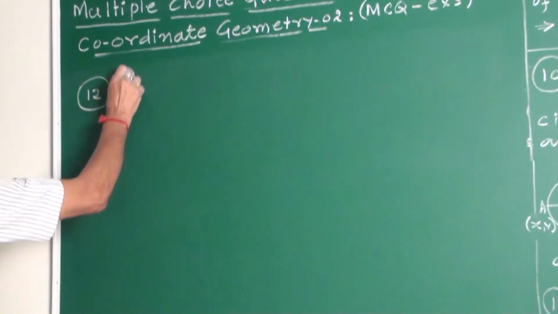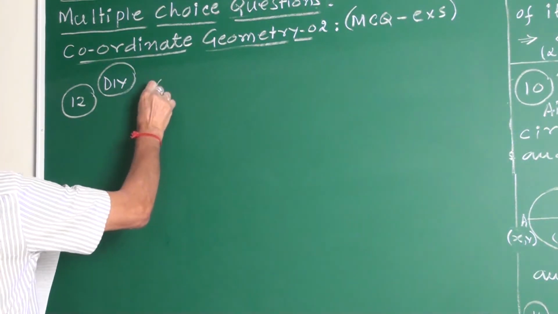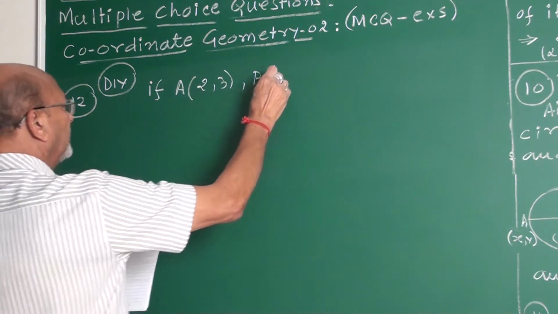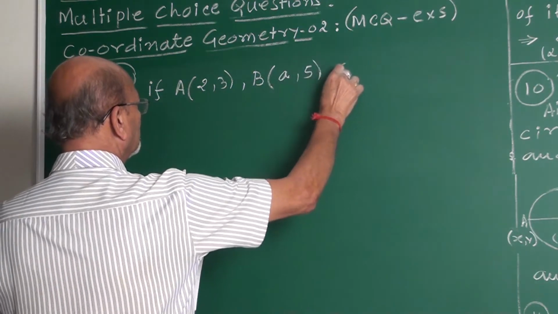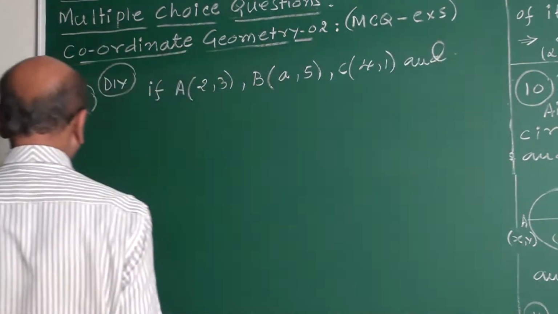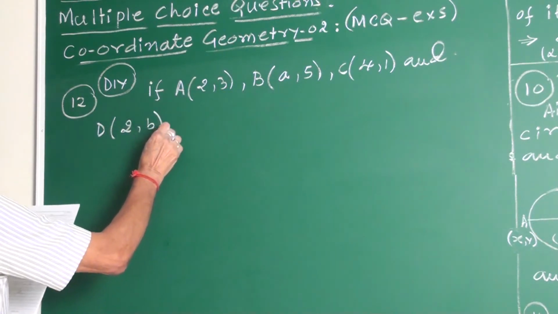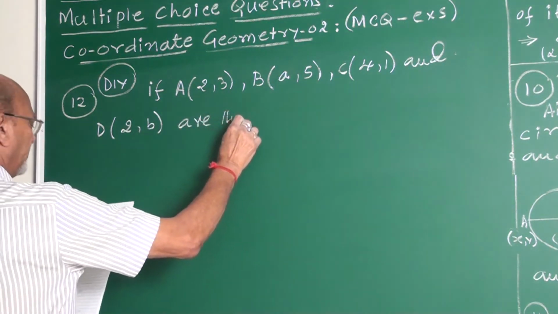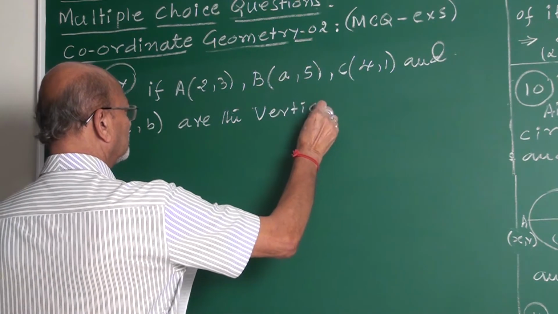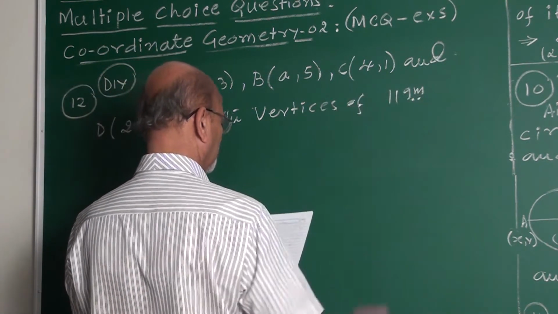This is the third question. You do it yourself. DIY. If A(2, 3), B(a, 5), C(4, 1), and D(2, b) are the vertices of a parallelogram, I write in a symbolic parallelogram.